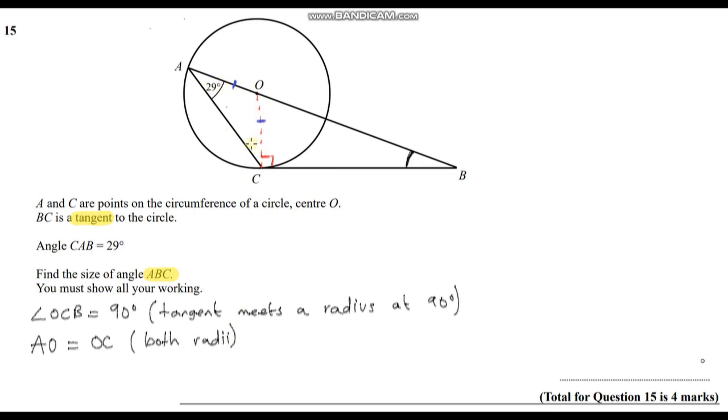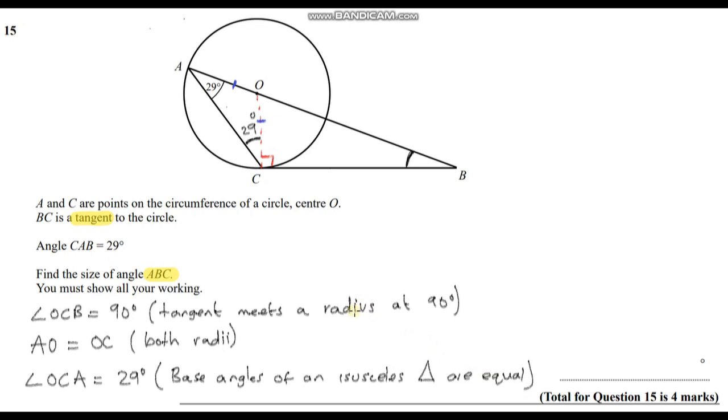So because this is an isosceles triangle, this angle here is equal to this angle. So this angle is also 29 degrees. So we can say that angle OCA is equal to 29 degrees. And our reason is because base angles of an isosceles triangle are equal.